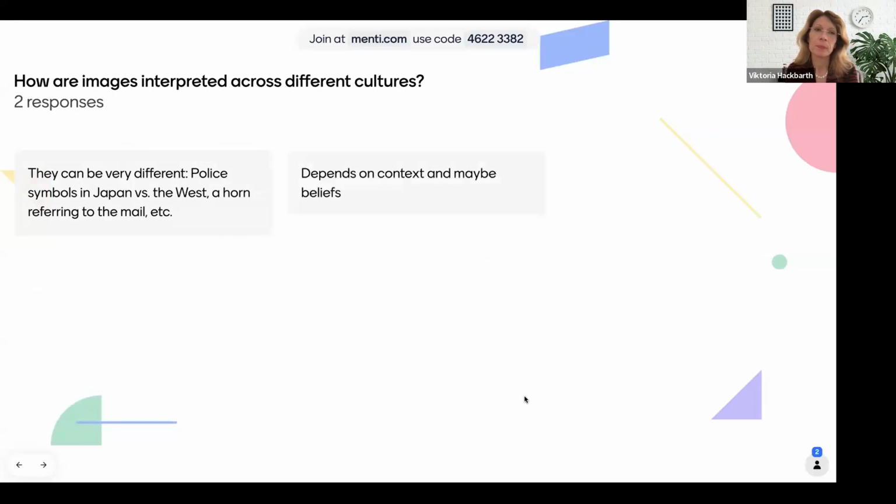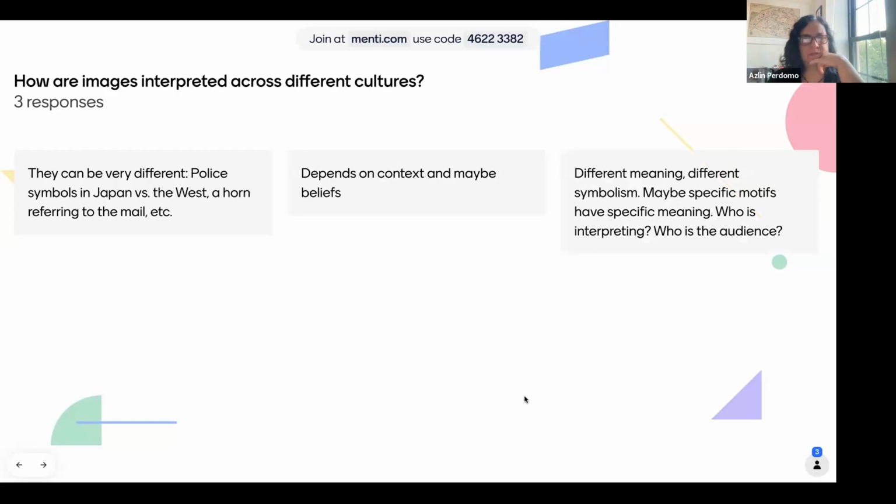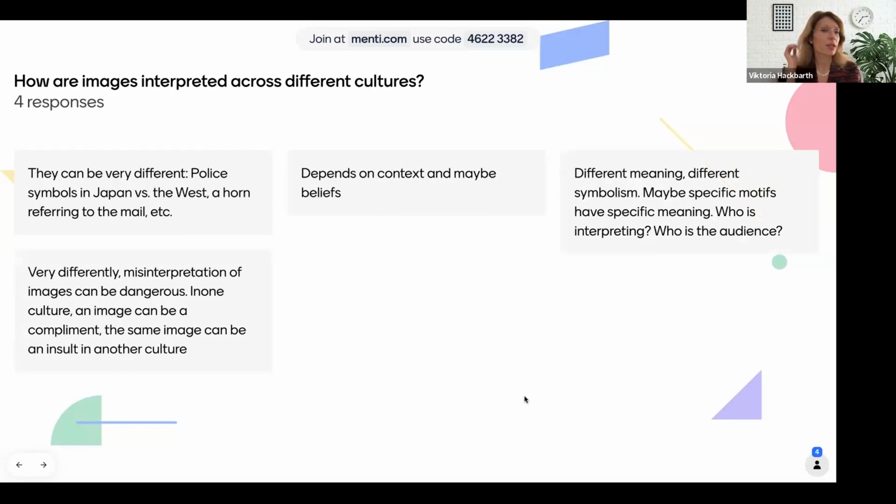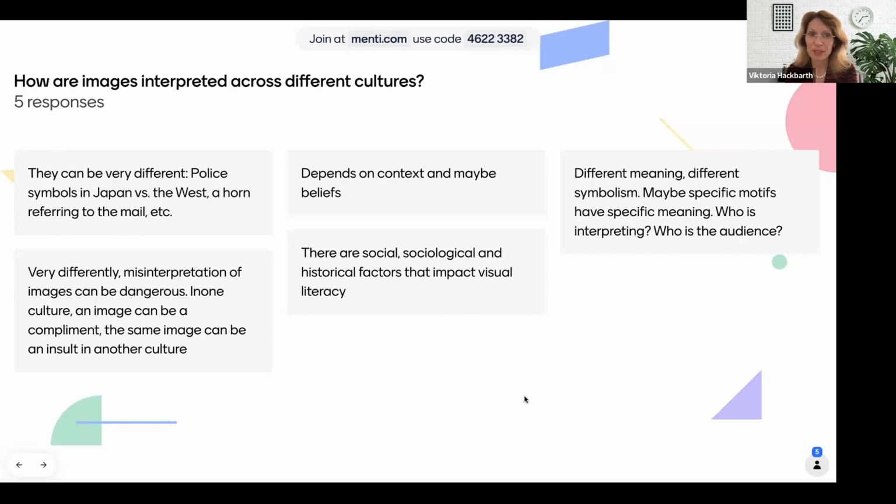Okay, I see some responses coming in. We already see that the interpretations can be very different. Let's see some more responses. As you see, these are shorter sentence responses. Okay, so we see that images can be interpreted very differently. For example, police symbols in Japan versus the West, a horn referring to the male. Those were images, for example, street signs that we've seen. Excellent. Depends on context and maybe beliefs.